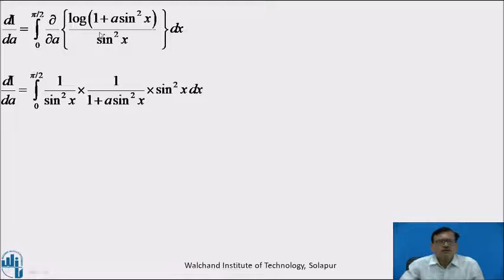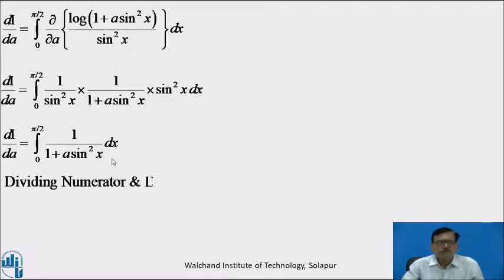Now differentiating log of (1 plus a sin square x) by sin square x partially with respect to a, we can keep 1 by sin square x as it is, into the partial derivative of log of (1 plus a sin square x), which is 1 upon (1 plus a sin square x) into the derivative of a sin square x with respect to a, which is sin square x, dx. This is equal to the integration from 0 to pi by 2, where sin square x will get cancelled, and you get 1 upon (1 plus a sin square x) dx.